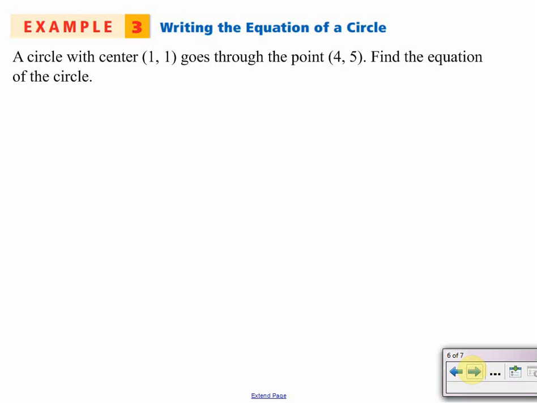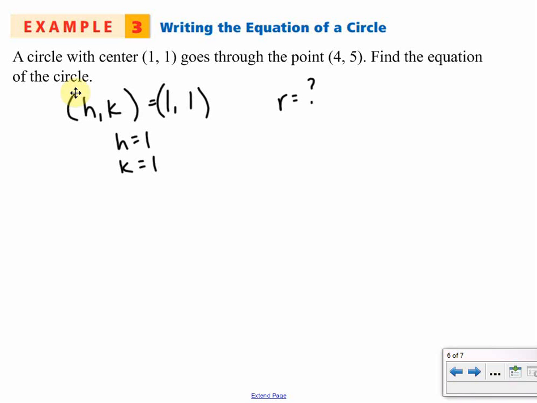Circle with center 1, 1 goes through the point 4, 5. Find the equation of the circle. So in this case, I'm given that my center, my h comma k, is 1, 1. So h is 1 and k is 1, but I don't know the radius. I only know another point that's on that circle. So to find the radius, I'm going to use the distance formula, and I'm going to find the distance between the center and the point.